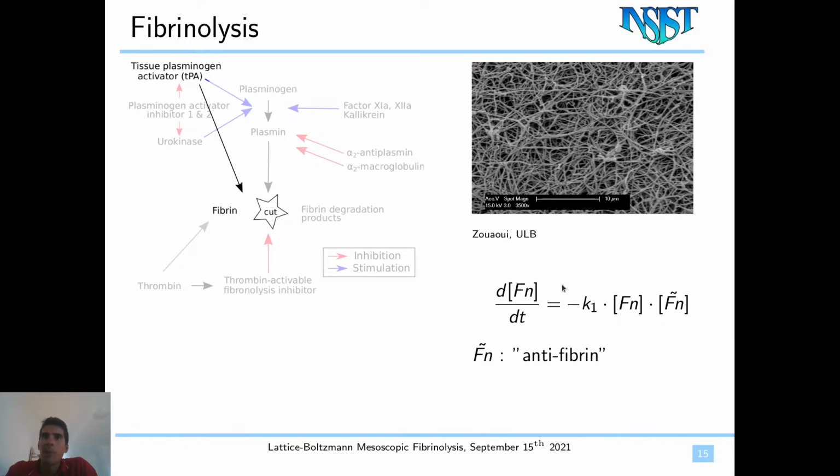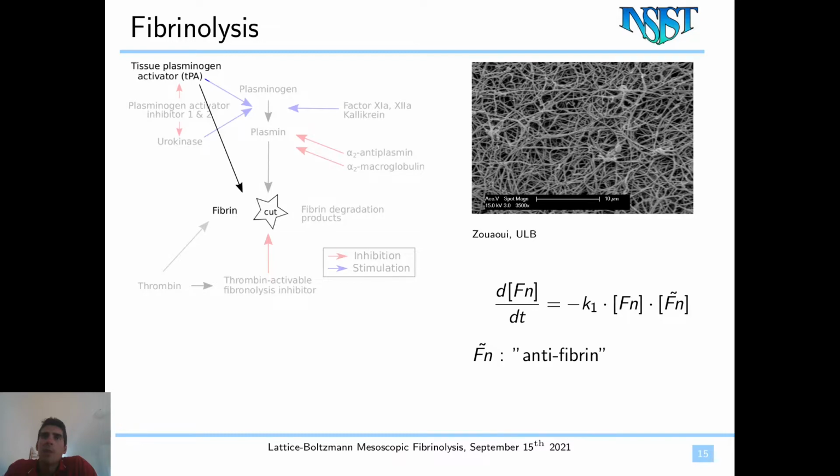The concentration of fibrin varies proportionally to the local concentration of fibrin and the local concentration of antifibrin, which is the surrogate for the lytic agent. This proportionality constant, K1, gives basically the speed at which the lysis will occur. And the idea is to plug this simple equation with two entities in a complex computational fluid dynamics 3D simulation using lattice Boltzmann and especially Palabos, which is software that we developed at the University of Geneva.